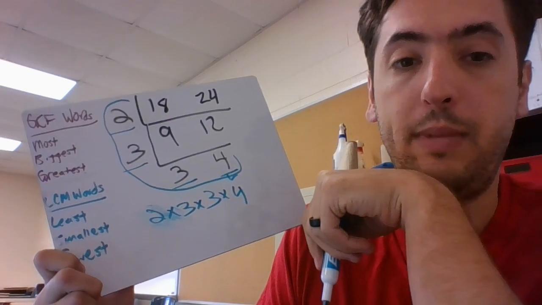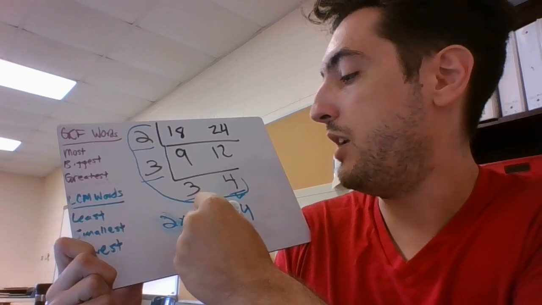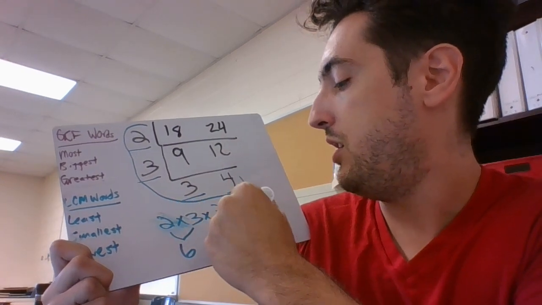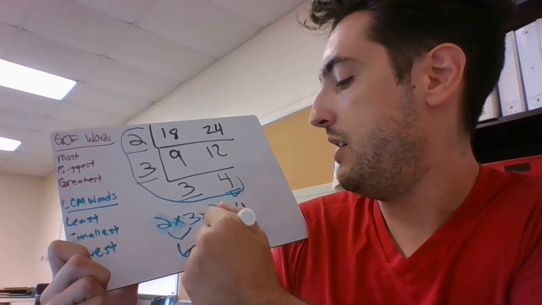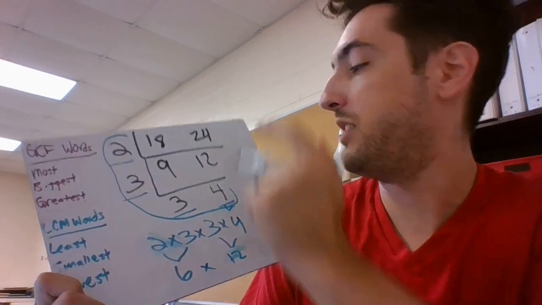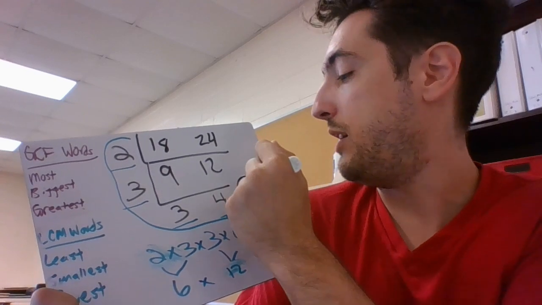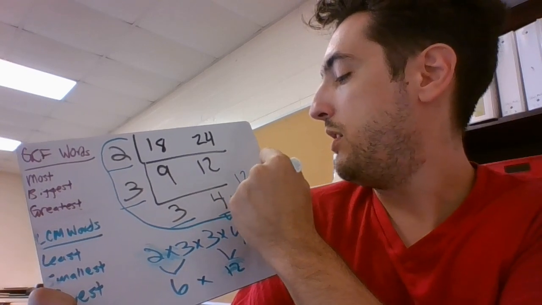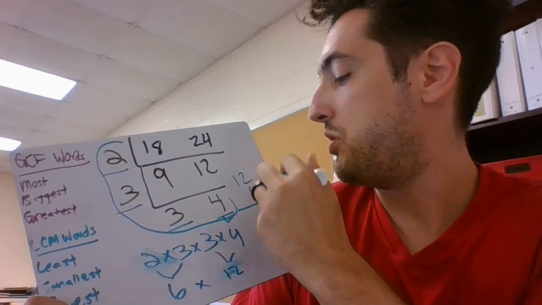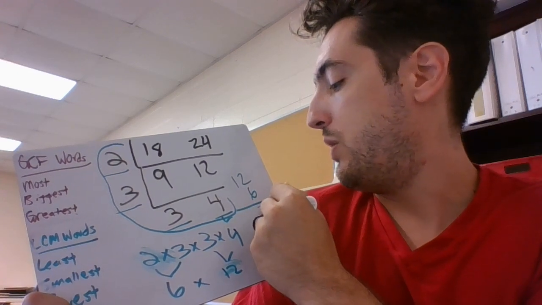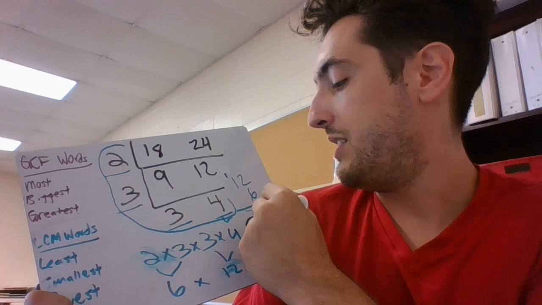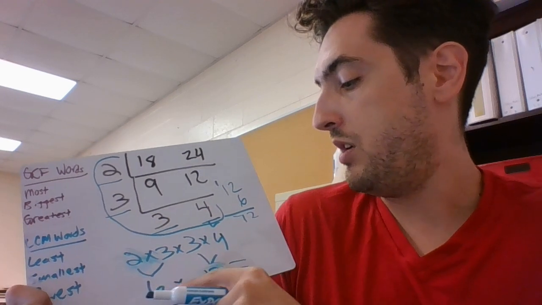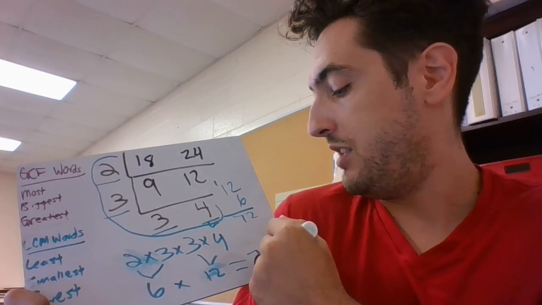Okay, so I always like to make sure I've got all my numbers. I know 2 times 3 is 6, 3 times 4 is 12, and I'm going to say 6 times 12. Well, if I don't know what that is in my mental math, I can just do some multiplication. So 6 times 2 is 12, carry the 1, 6 times 1 is 6, plus the 1 is 7. So I know 6 times 12 is 72.